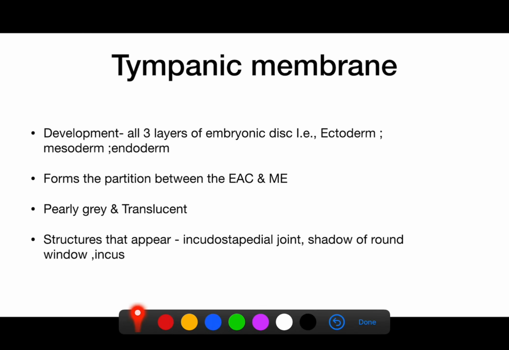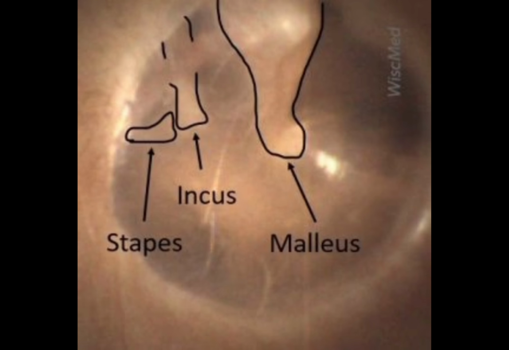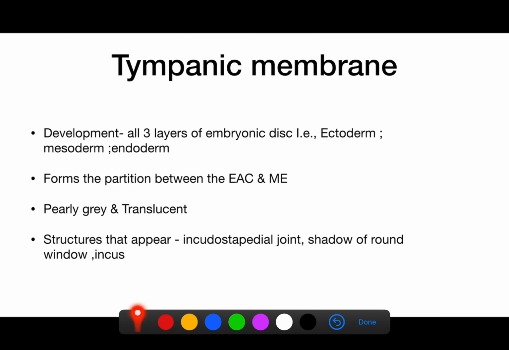Yes. It's pearly gray and translucent, as you see in the picture. The middle ear structures that appear through the tympanic membrane are the handle of the malleus, the incudostapedial joint, and the shadow of the round window. The shadow of the eustachian tube also appears, but it is rare actually.